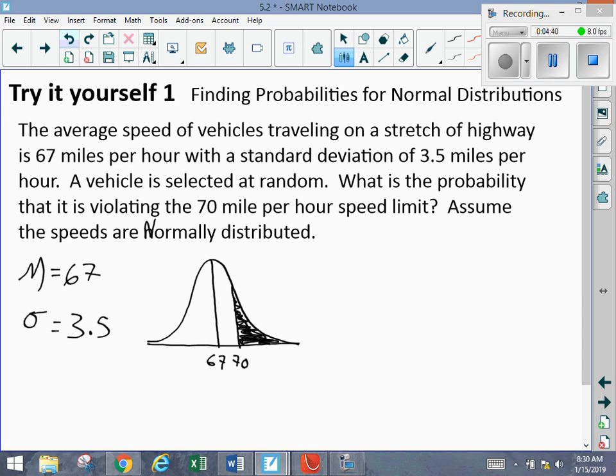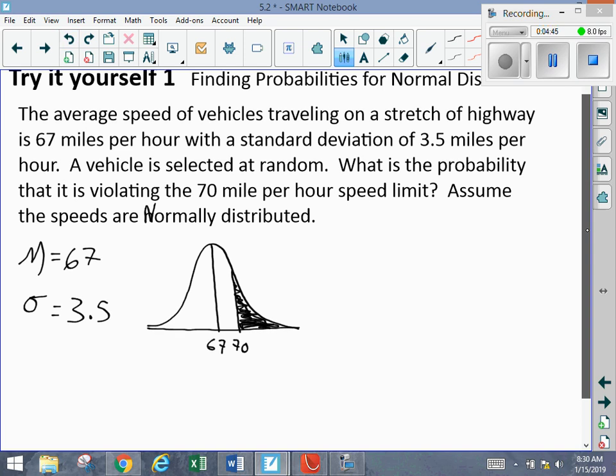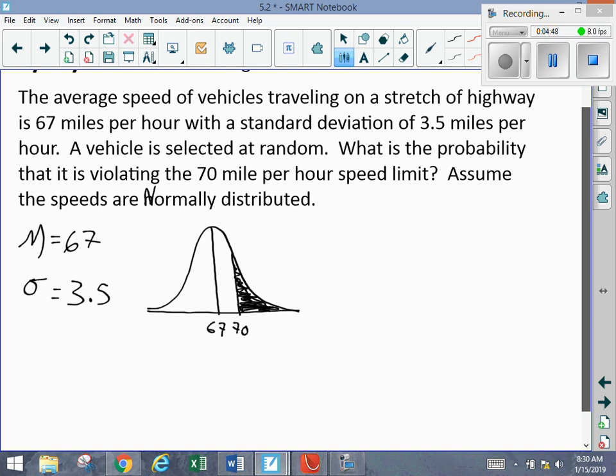All right. So what we're going to do is get a standardized value for this; in other words, a z-score. How do we get a z-score? We do x minus mu divided by sigma. What is our x value? It's 70. Our mean? 67. Standard deviation? 3.5.